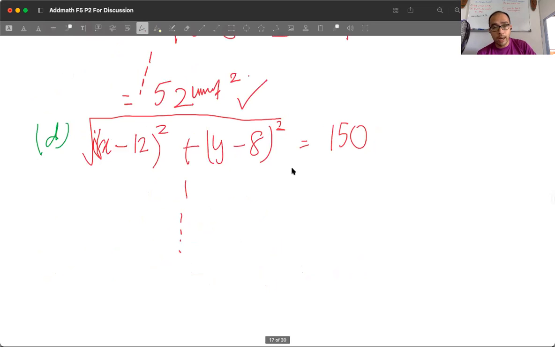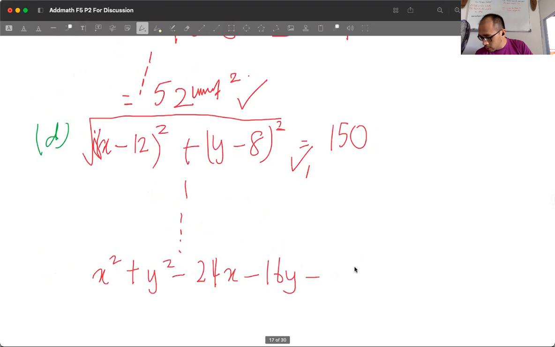So this is 1 mark. The rest is all Form 3 work, so there are no marks for it. Only the final answer has a mark: x squared plus y squared minus 24x minus 16y minus 22192 equals 0. This is 1 mark. Let me just double check whether it's 22192.